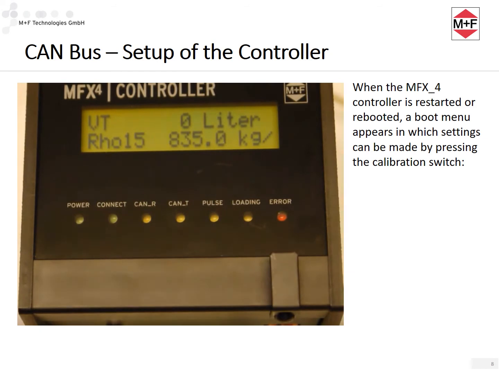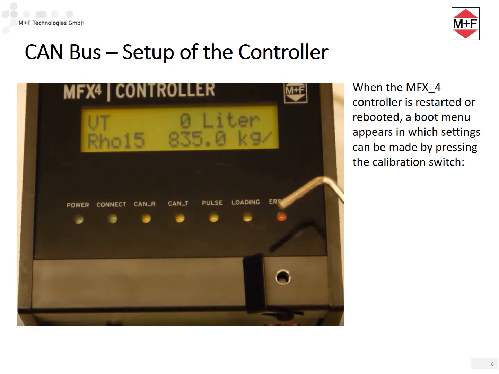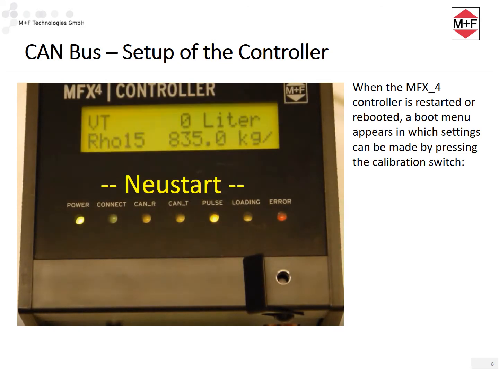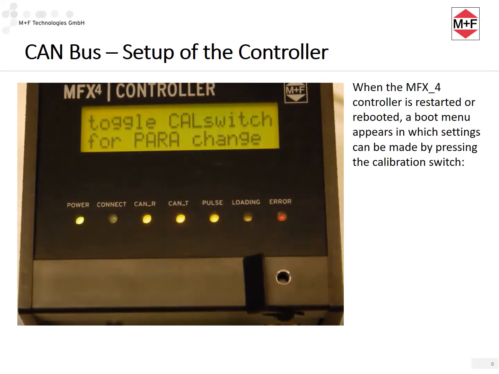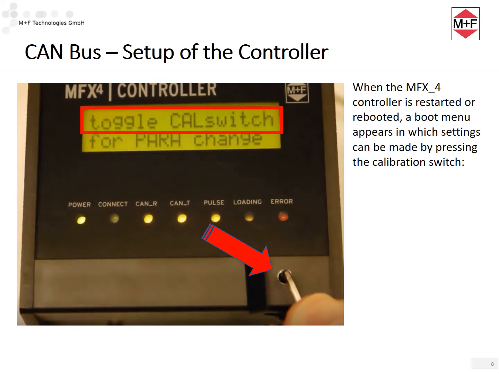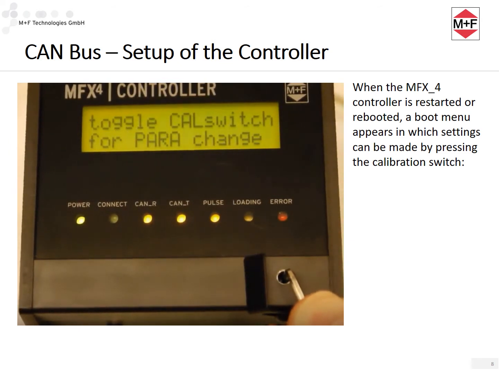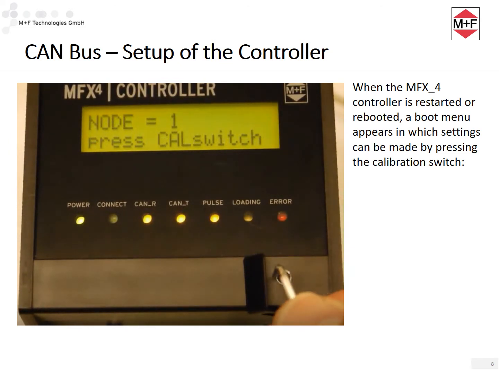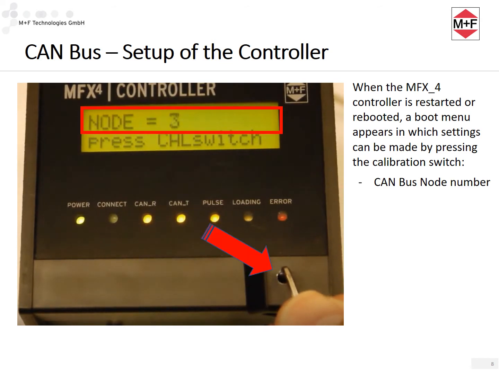When the MFX4 controller is restarted, a boot menu appears in which settings can be made by pressing the calibration switch. For this purpose, the seal on the cover of the calibration switch must be broken, and this must be pressed with a suitable tool. By pressing the switch several times, the settings for the CAN bus node number and baud rate can be changed.